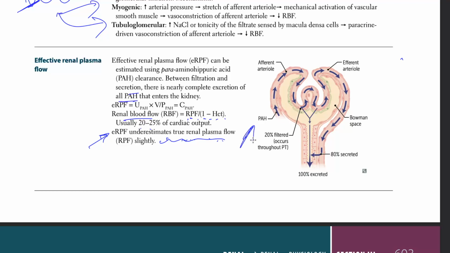So when we look at PAH, look here. It comes from the efferent arterioles, and 20% gets filtered through the PT. So 20% comes here, and 80% from the blood gets secreted into the tubules. That totals up to 100% clearance of PAH.